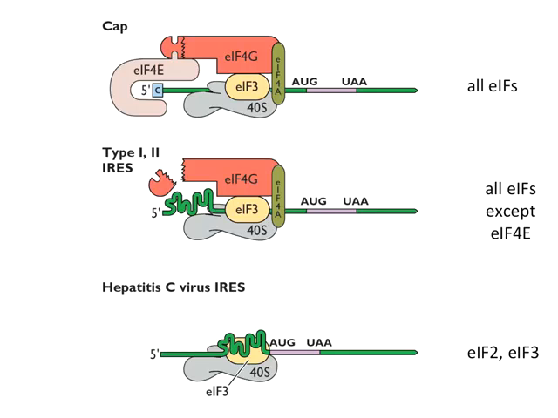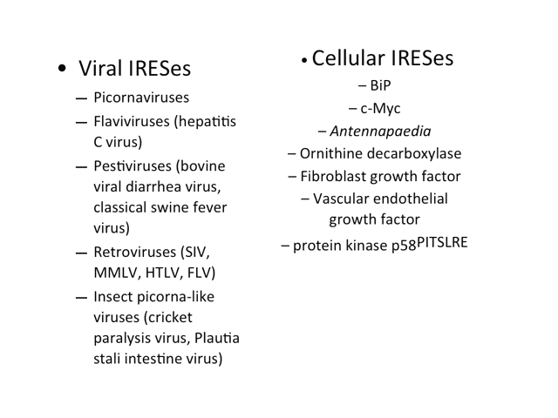You don't need a cap for an IRES mRNA. The ribosome can be brought by direct protein-RNA interactions. Now, since these viral IRESes were discovered, many, many more were discovered in viruses. And on the left is a list of viral IRESes. So we have them in many different virus families.